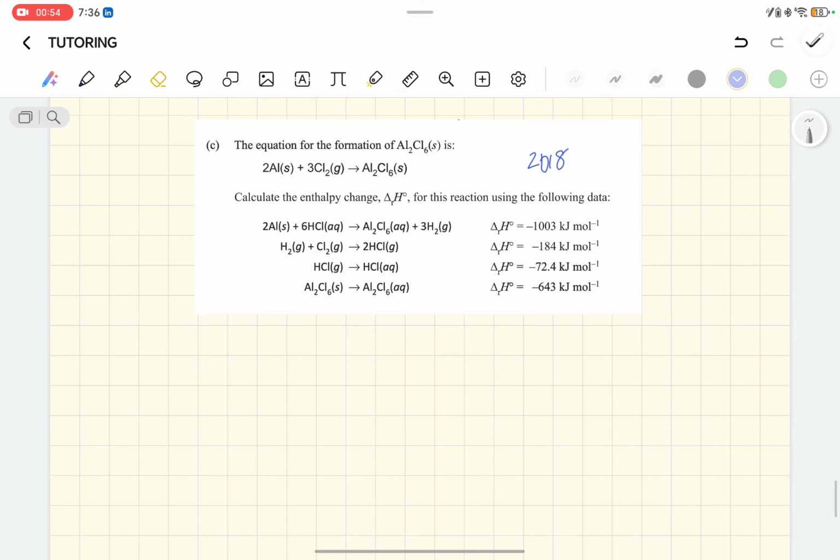And looking at the question, the equation for the formation of solid Al2Cl6 is this equation. And we're asked to calculate the enthalpy change for this reaction using these four reactions given. Essentially, our goal is to manipulate these four reactions to ultimately form the reaction above. Alright, so let's have a start.